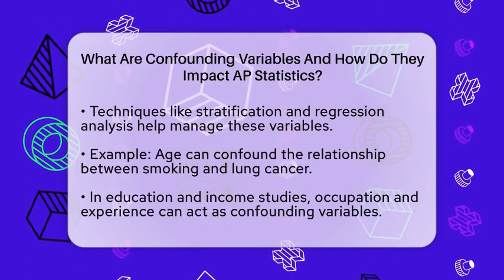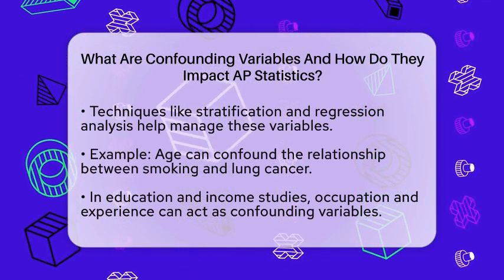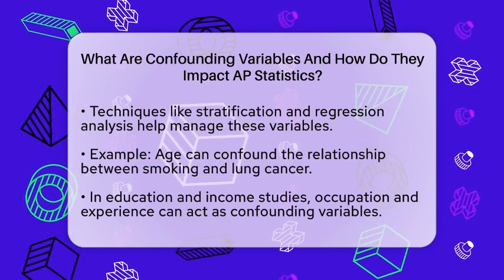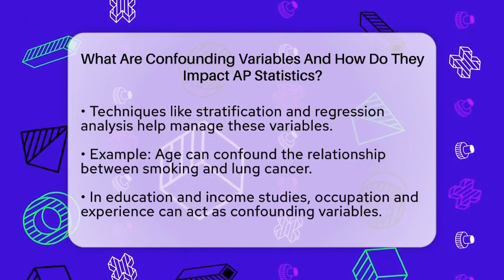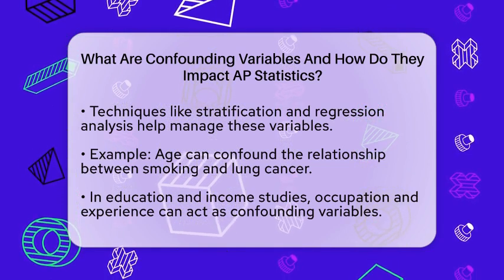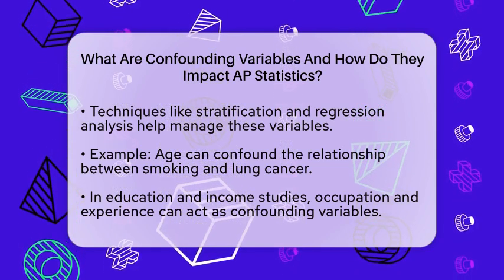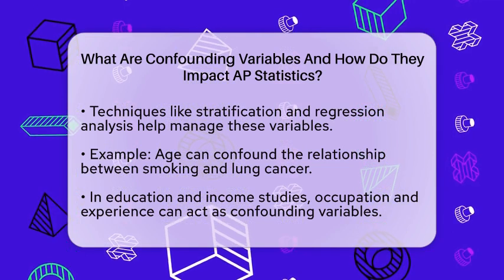Consider the example of smoking and lung cancer. Age can be a confounding variable here. Older individuals are more likely to smoke and develop lung cancer. If age is not controlled for, it might falsely strengthen the association between smoking and lung cancer.